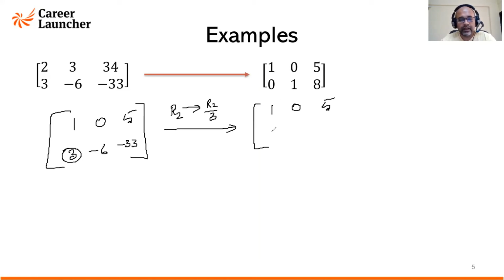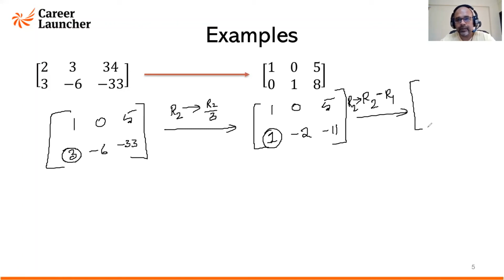So what will I get? 105. Now R2 by 3 makes it 3 by 3 is 1. Minus 6 by 3 gives you minus 2. Minus 33 by 3 gives you minus 11. Now I want this 1 to become 0. So what will I do? I will do R2 minus R1, which is your R2. I will subtract R2 minus R1. So I will have 105 without change. Now next, 1 minus 1, which is 0.